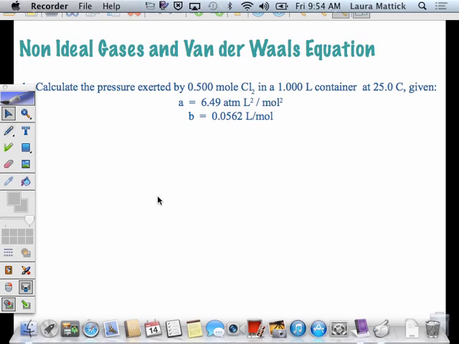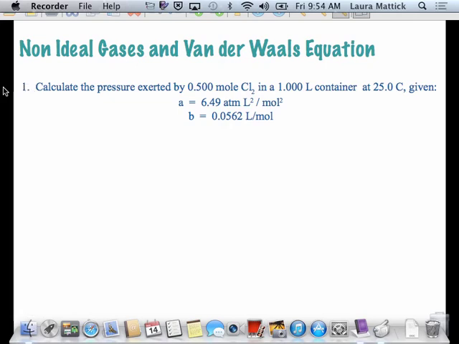So the van der Waals equation corrects for the idea that the ideal gas law is only meant for ideal gases, but most gases behave as real gases. So the van der Waals equation corrects the ideal gas law equation and takes into account how real gases behave. You're going to be given two variables, A and B, and they are just plugged into the equation. The equation is given to you on the equation sheet.